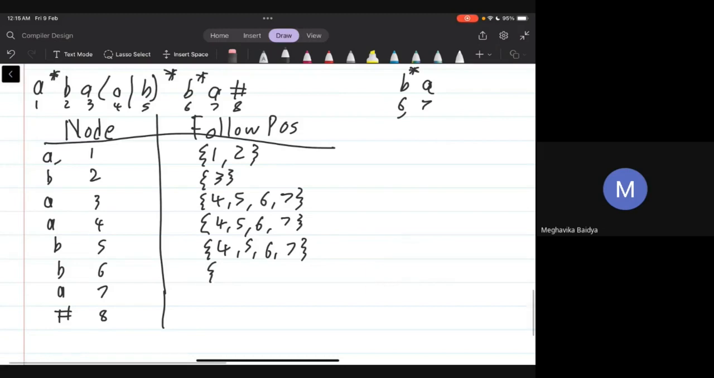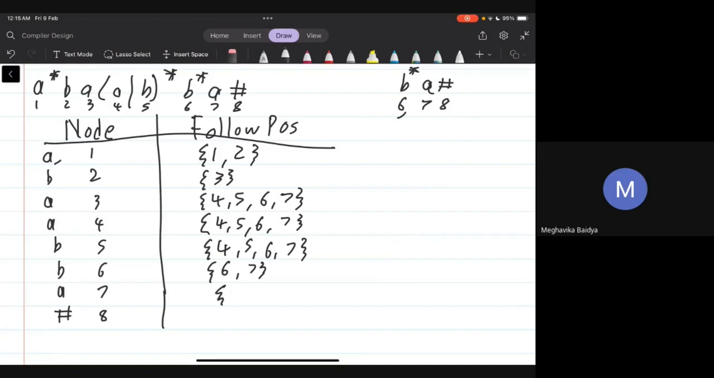For 6, B star, right? B can occur, which is 6 and 6. So 6 can be followed by 6. And you can also have BA, which is 6 followed by 7. So it's 7. And since after A there's a hash, this is 8. Because there is a single A without a star, it cannot go beyond A. Hash cannot occur, this is invalid. So it's only 6 and 7.